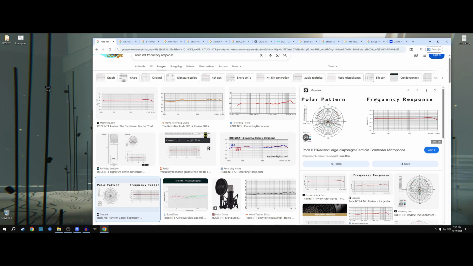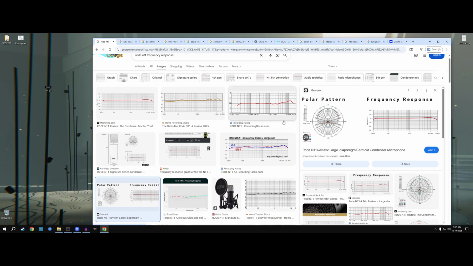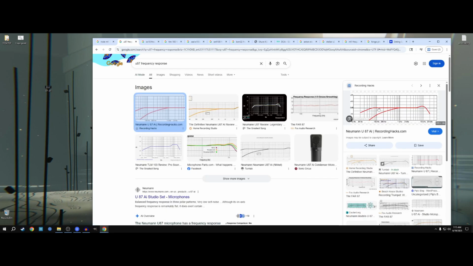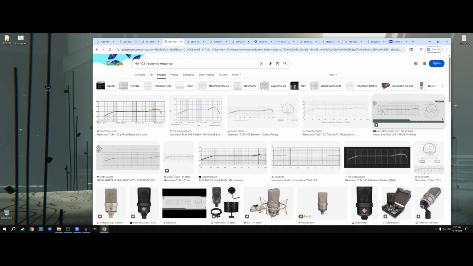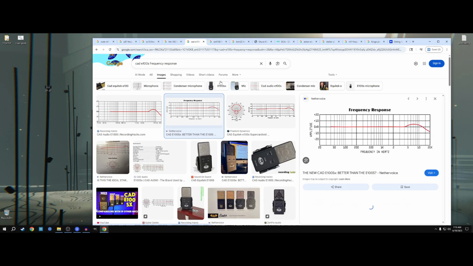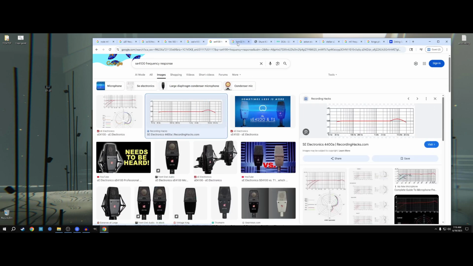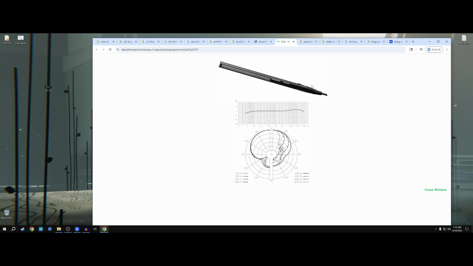So he's saying it's from 300 to 2,400 hertz, right? And so basically when you look at a frequency response, that's what you should be looking at. So my question is this, right? So this is the NT1. This is the U87. This is the OC18. This is the TLM-103. This is the CAD-E100S. This is the SE-4100, the KSM-32, this is the Shure, this is the MKH-416.